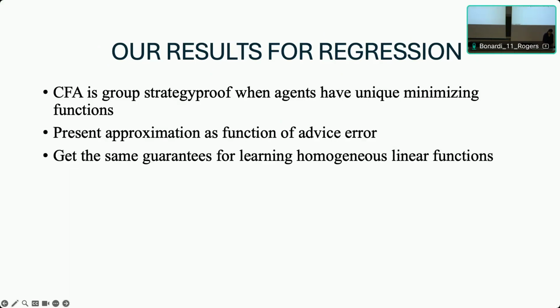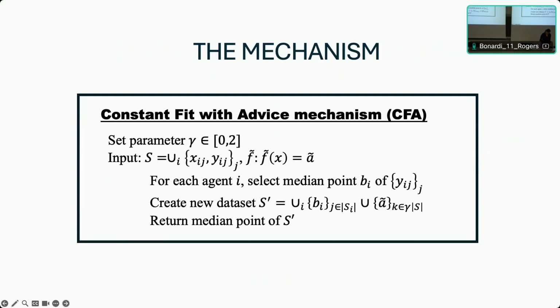Just really quickly, our other results on regression are that we show our mechanism is group strategy proof, which is just a stronger notion of strategy proofness. We present the approximation as a function of the advice error. And we also get the same guarantees for the task of learning a homogeneous linear function. Okay, so let me present the mechanism.